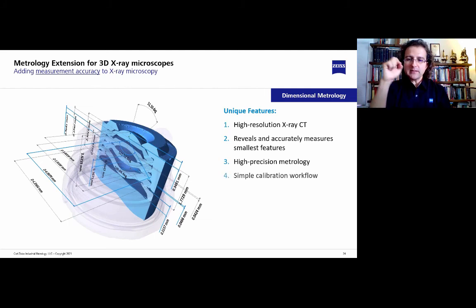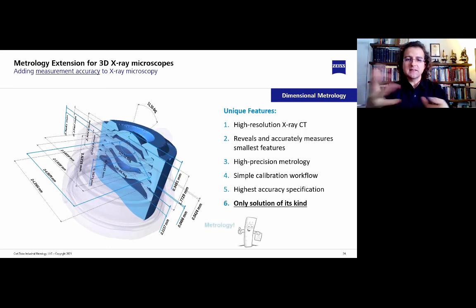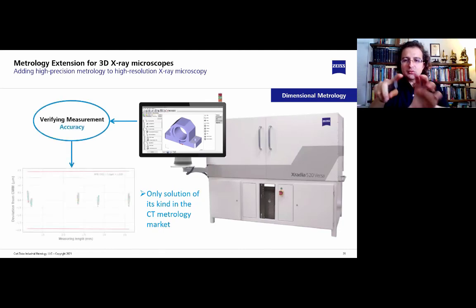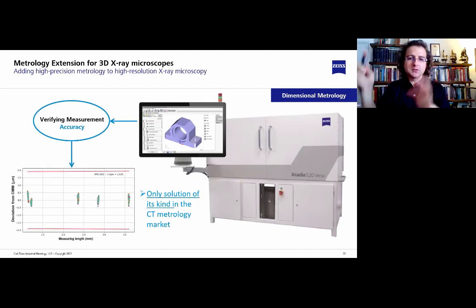Now we can do high precision metrology tasks with the 3D X-ray microscopes, highly repeatable and highly accurate, using a simple semi-automated workflow. And we now have the highest accuracy specification of 3D X-ray metrology, with the unique capability of merging microscopy and metrology. So this is basically a summary of how to add high precision metrology to high resolution X-ray microscopy.